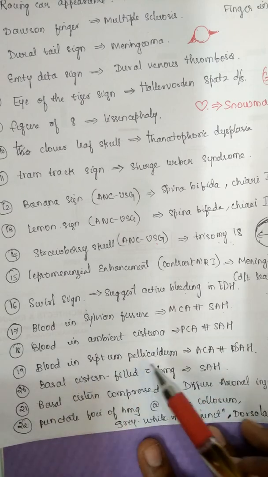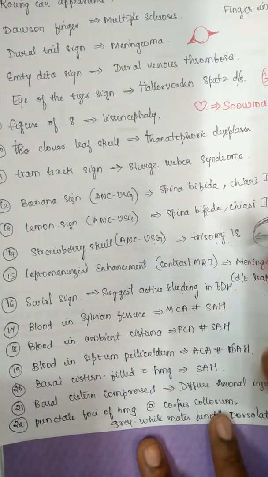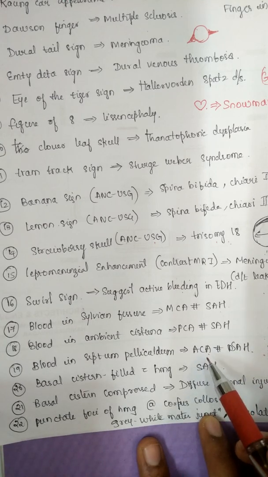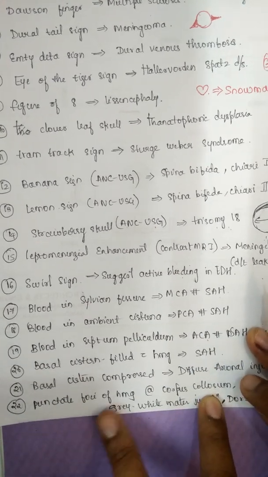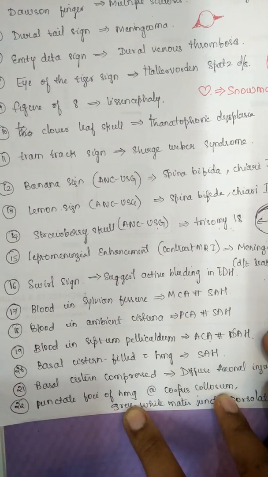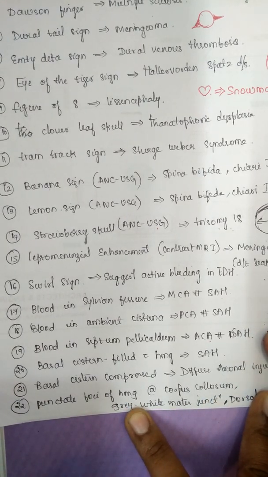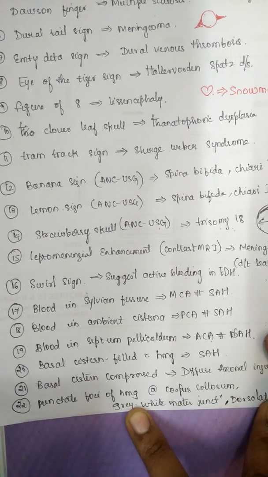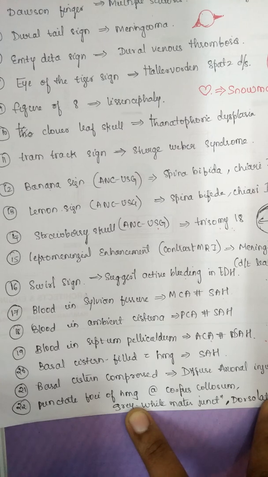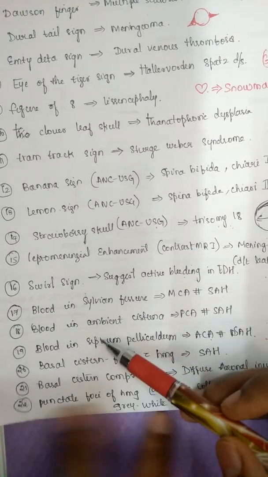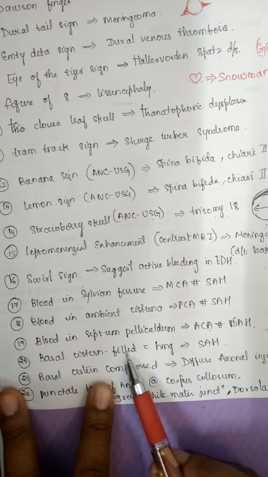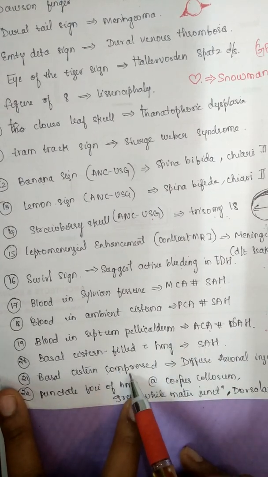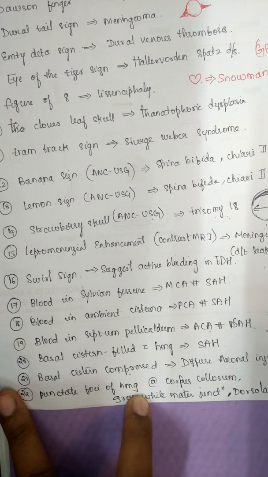Next is blood in the septum pellucidum. The septum pellucidum comes in the middle, so it is a subarachnoid hemorrhage due to the ACA, anterior cerebral artery. Next, if the basal cisterns are filled, that also is due to subarachnoid hemorrhage. Basal cisterns filled with hemorrhage is such. Basal cisterns compressed is diffuse axonal injury.